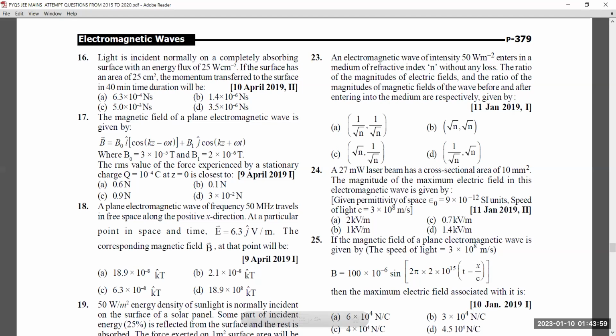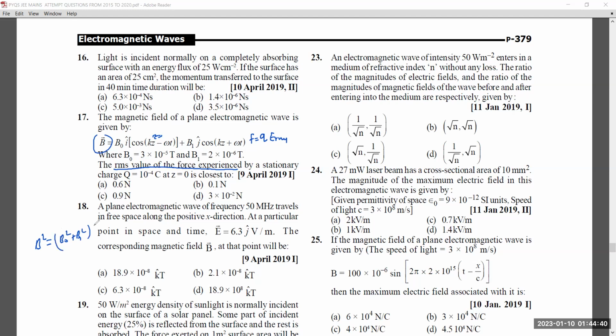But it's asking for RMS. Why are we finding max? Okay, find the RMS. That's it: Q into E RMS. I thought we would have to integrate E squared dt. Why do you have to integrate? You find the B RMS. That's it. So what is the B square? Put z equals 0. It will be only cos omega t, no?